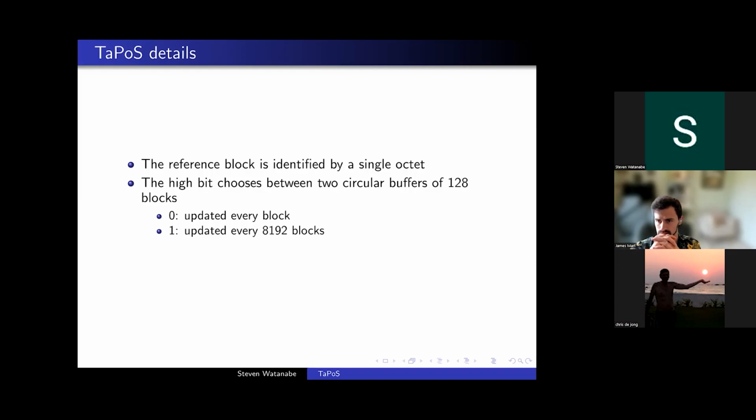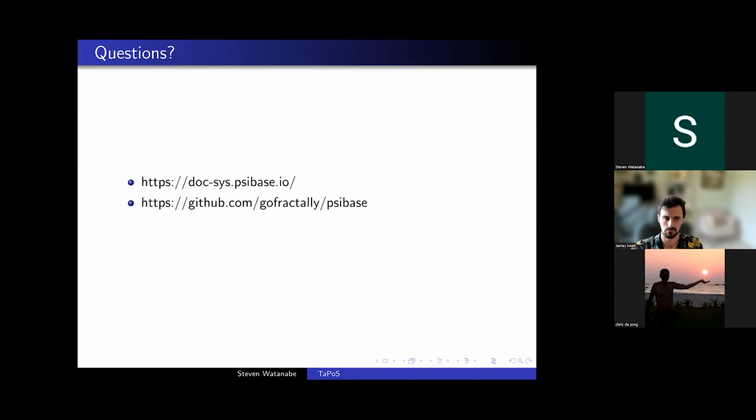This gives us a very compact representation, both in terms of the amount of space it uses in a transaction and the amount of space needed to track the table in the chain state, while still allowing for all the common use cases. Any questions?